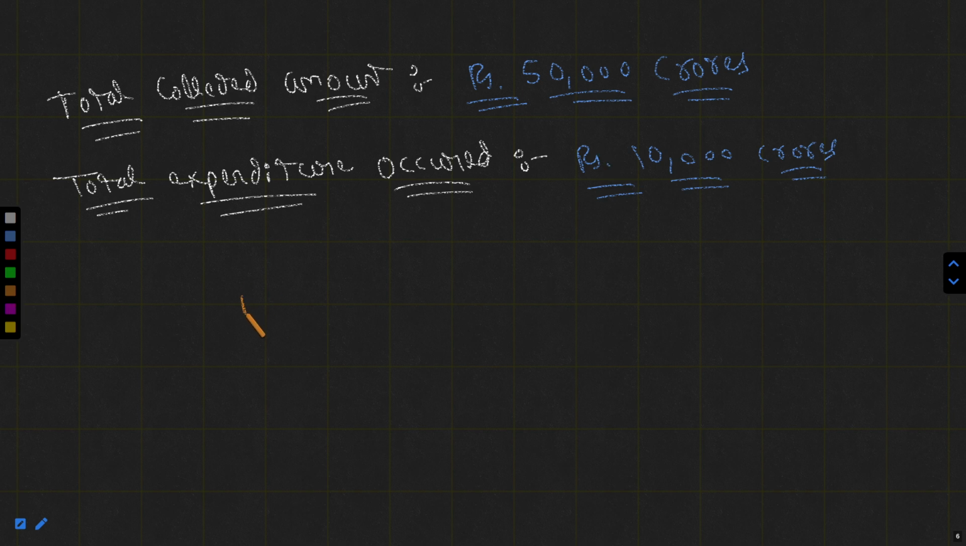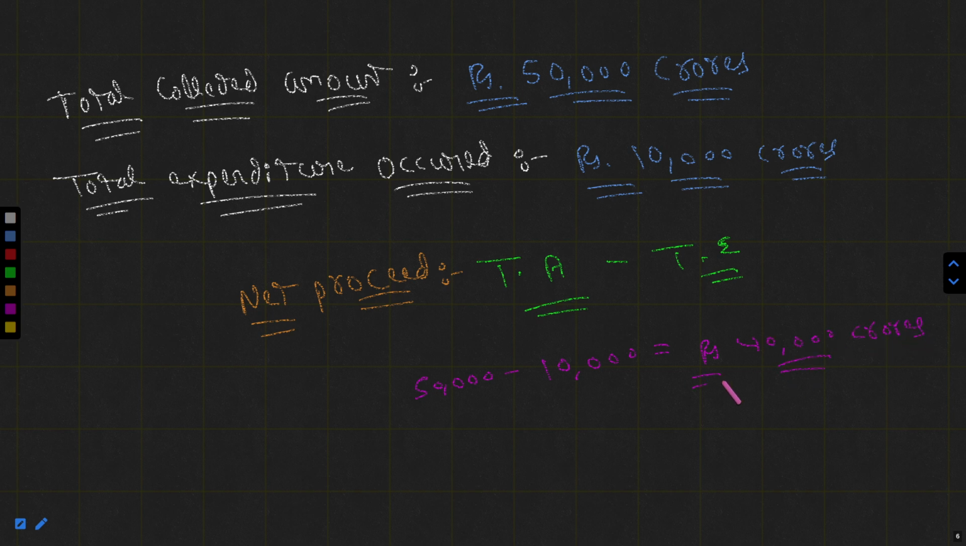Okay. So what is the net proceed? It's very simple. TA minus TE: total amount minus the total expenditure. So if we calculate it, 50,000 minus 10,000 equals rupees 40,000 crores. Okay. So that's how the net proceeds are calculated.